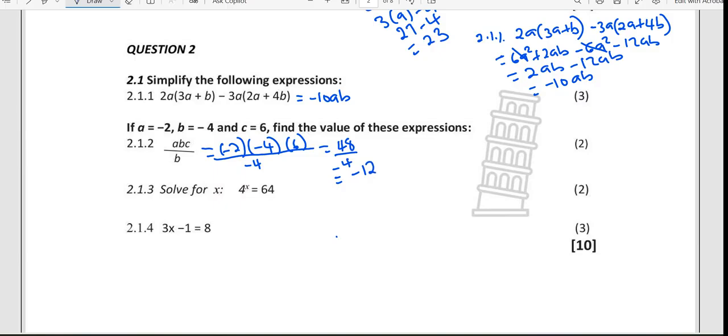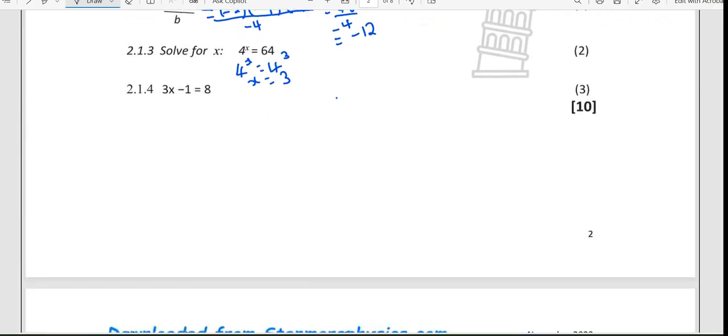So solve for x. Guys, this is an exponential equation. We must make sure that the bases are the same or the exponents are the same. Of course, now we have the exponent of x. I know the base can be the same. I need to look for an exponent that will give me 64, and that exponent is what? Is 3. Therefore, x is 3. Okay, let's move to the next question.